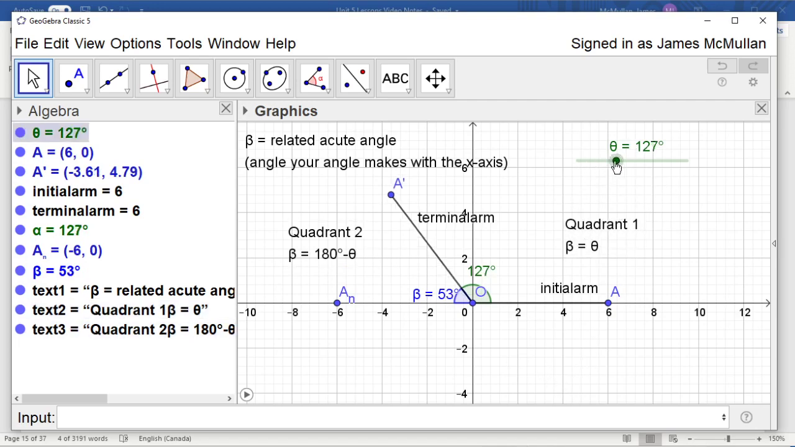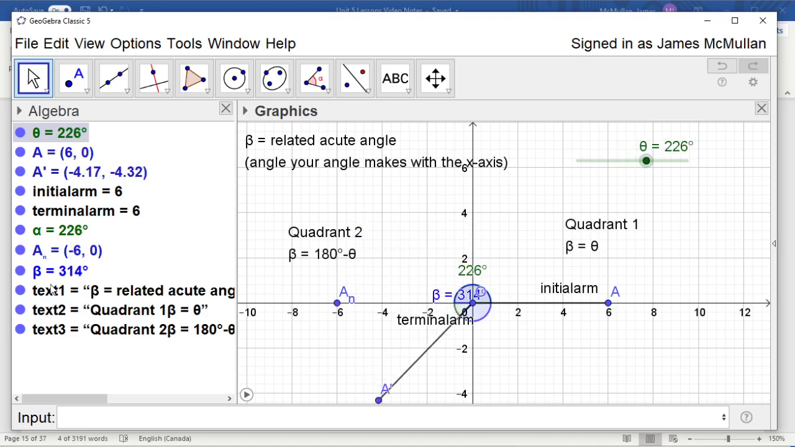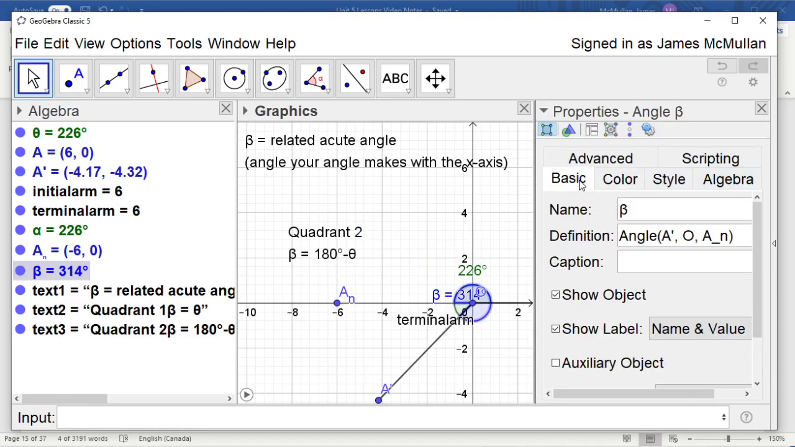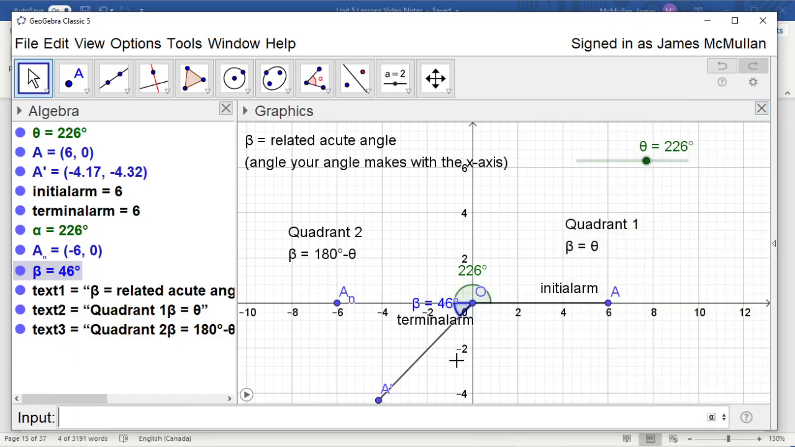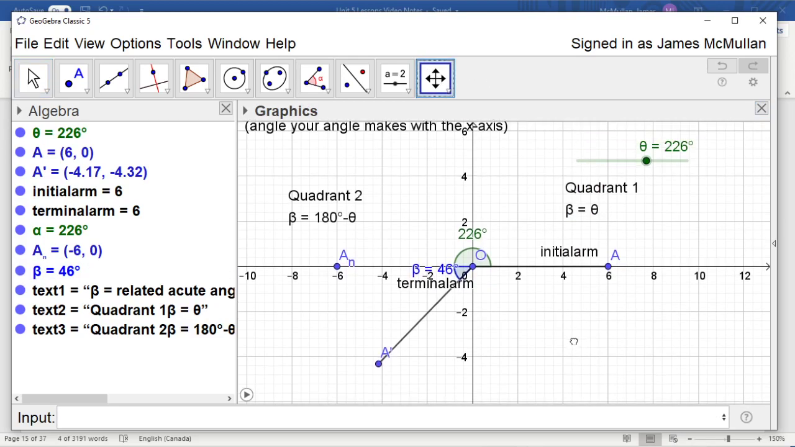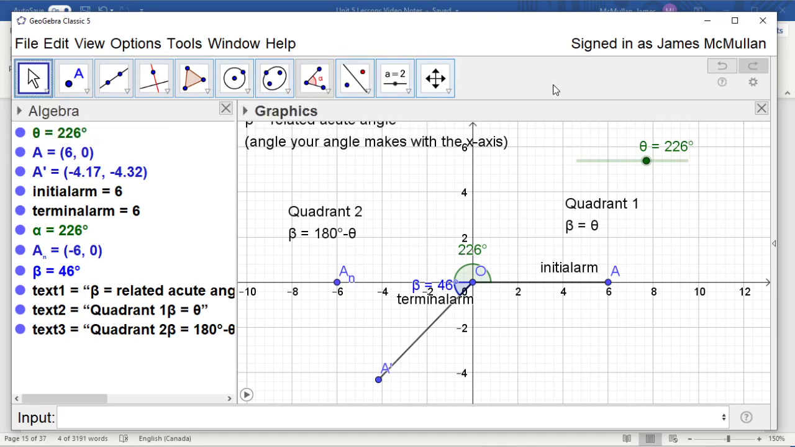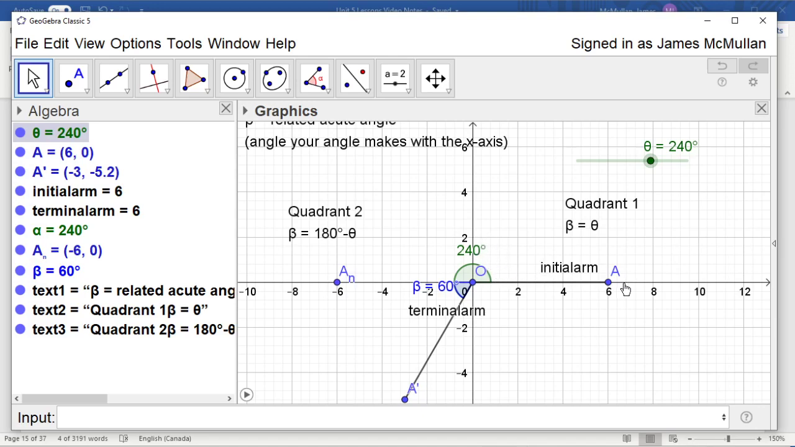Now in quadrant 3, you can see my angle that I'm drawing is 220. Let's just make it a more round number. So let's say 240. The angle I'm drawing is 240. So I start at the initial arm, I count 90, 180, and I have 60 more to go. So that gets me down to 240. The green angle, the theta, is 240.